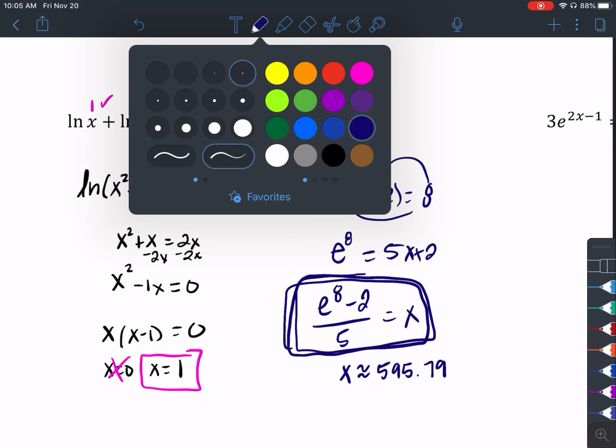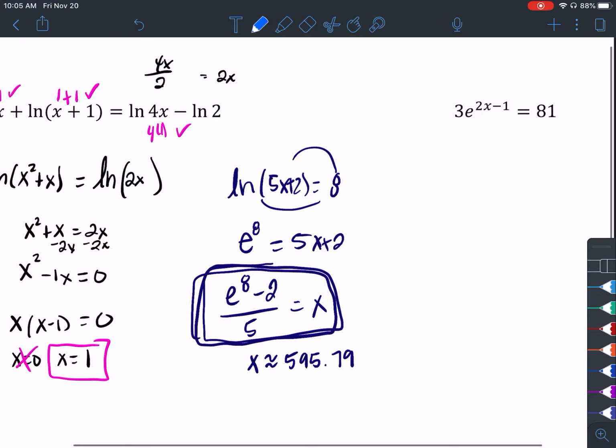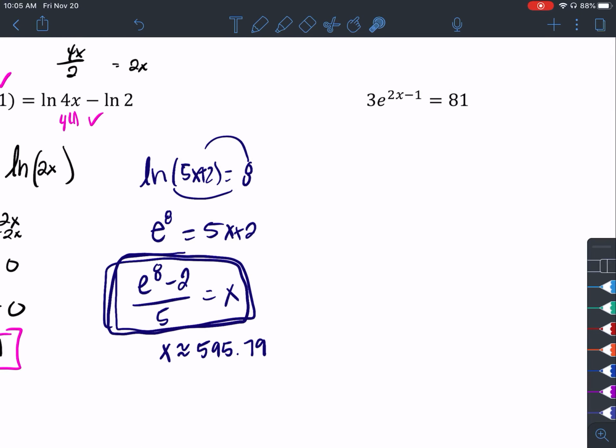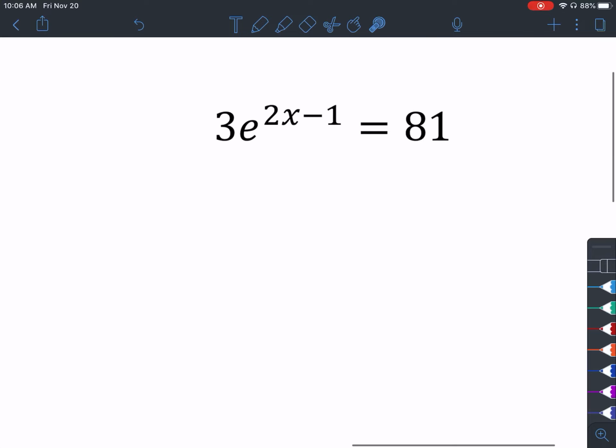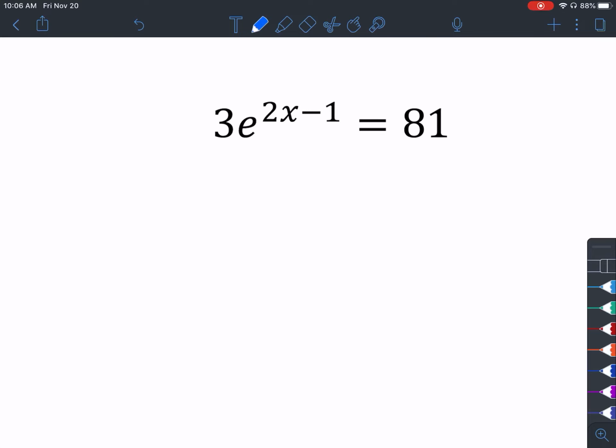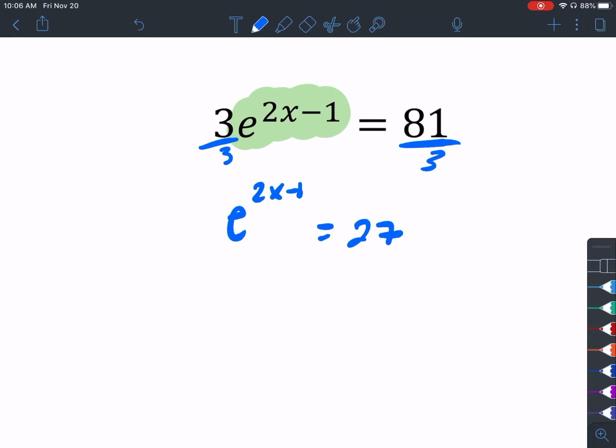All right, I got one last problem for you guys. Let's go look at it. So this one, very, very similar to this, but it starts in an exponential form. So here, the very first thing we need to do whenever you have an exponential is get it by itself. So I need to get rid of the 3. That gives me e to the 2x minus 1 equals 27.